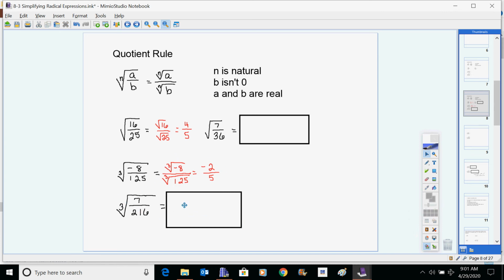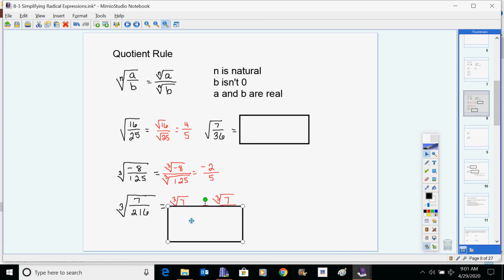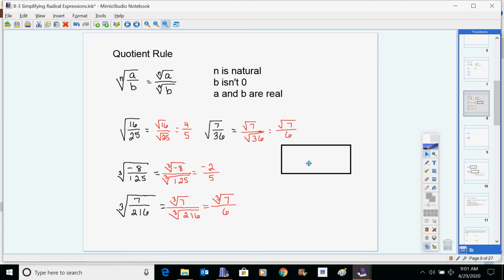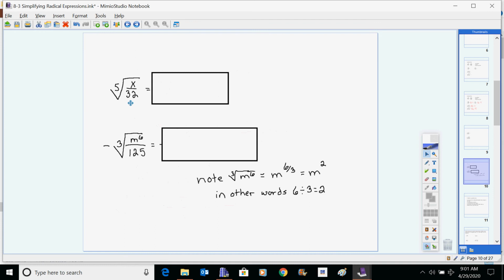This numerator will simplify to the cube root of 7. Nothing you can do with that. But the denominator, the cube root of 216, because 6 times 6 times 6 gives you 216, would be 6. Square root of 7 over square root of 36. The denominator simplifies, but the numerator does not. Because right now we're just looking for the ones that come out to be nice whole numbers without so much trouble. Okay, let's take a look and move this along with some other examples.